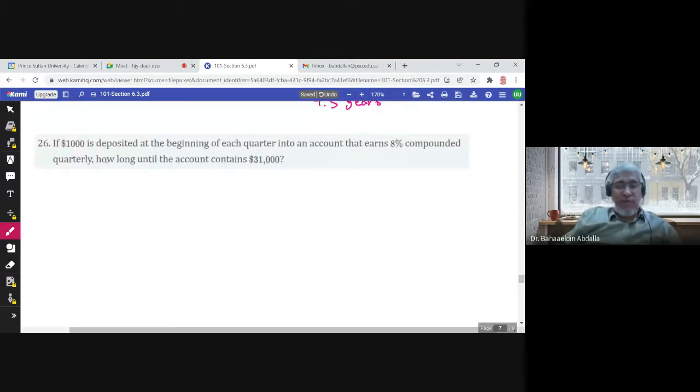If 1,000 is deposited, so this is R, at the beginning, annuity due, each quarter, again 4 times, into an account that earns 8%. So I is 0.02 compounded quarterly. How long? Again, he is asking about N, until the account contains 31,000.